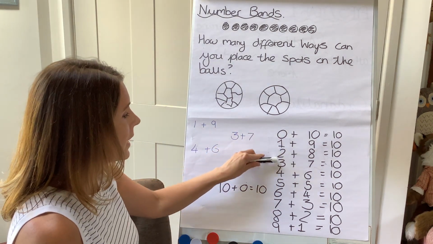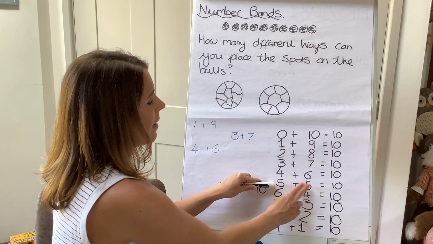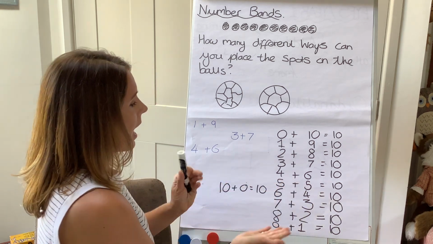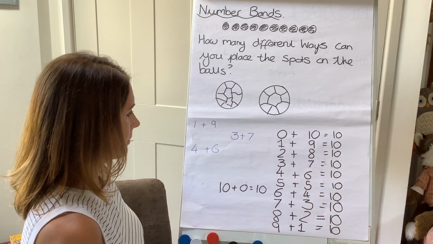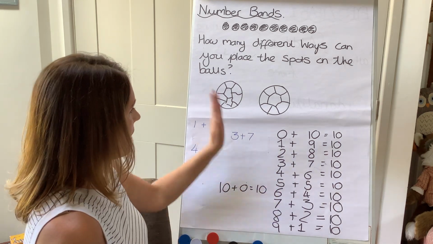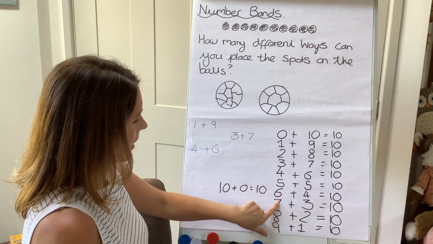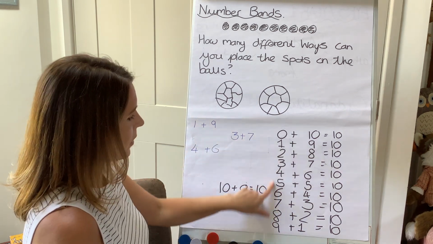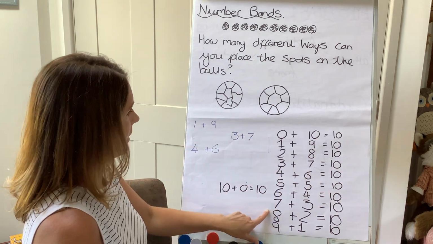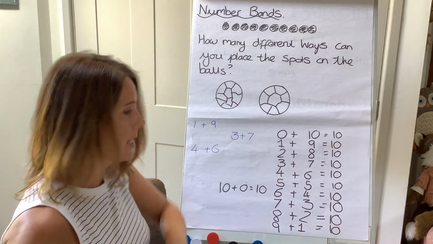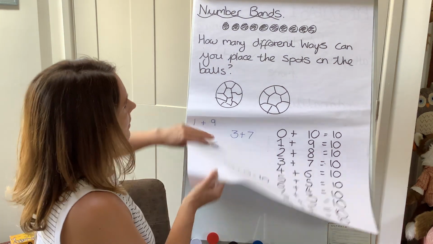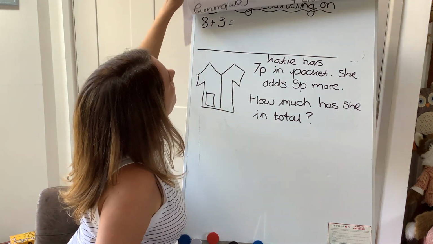I'm working up one each time. Then when I got to where I'd split them in half exactly, I changed it over. So then I put 6 onto this one. So I've made sure that this ball has had every possible amount of spots placed on it. Okay, there are some number bond activities for you to do in the activity section.